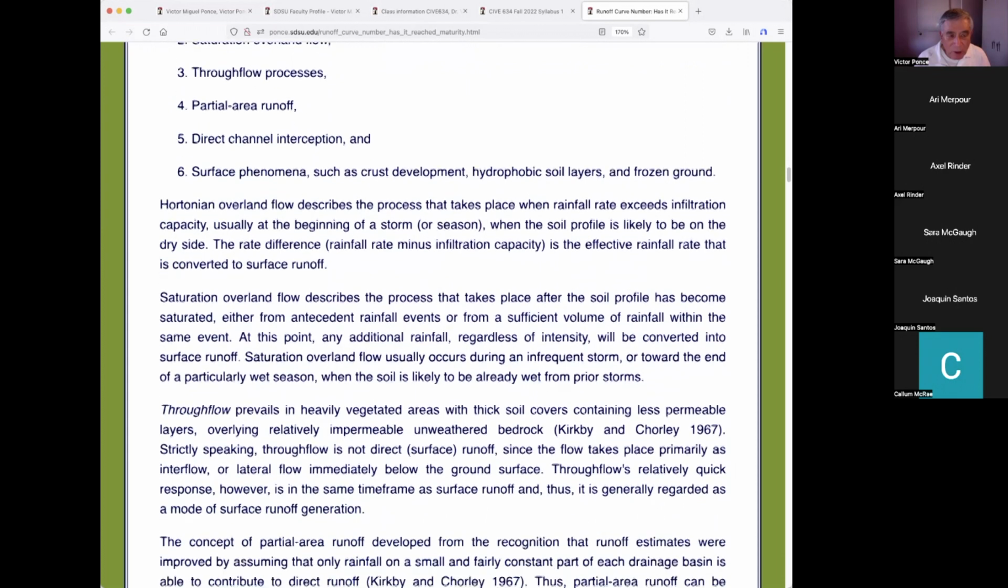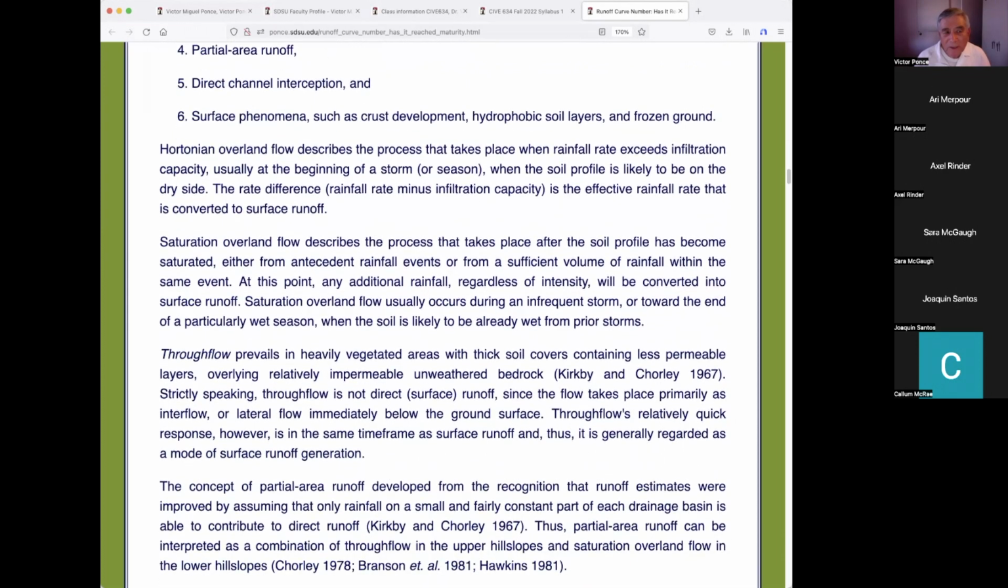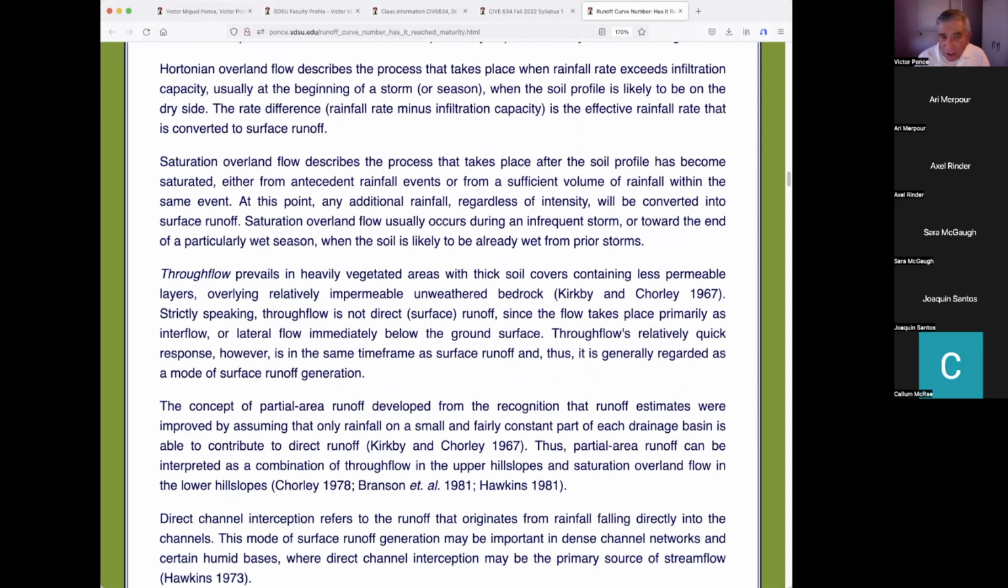Okay, so Hortonian overland flow describes, as Horton had said, the process that takes place when rainfall rate exceeds infiltration capacity. Saturation overland flow describes the process that takes place after the soil profile has become saturated. There's always a soil profile, be it a meter, 2 meters, 3 meters, say 3 feet, 10 feet, but there's always a soil profile. So when the soil is saturated, then the water will run on the surface as runoff, regardless of the rate of infiltration.